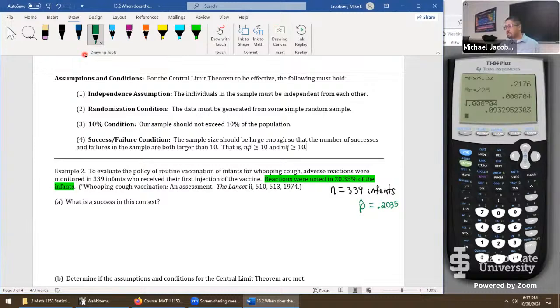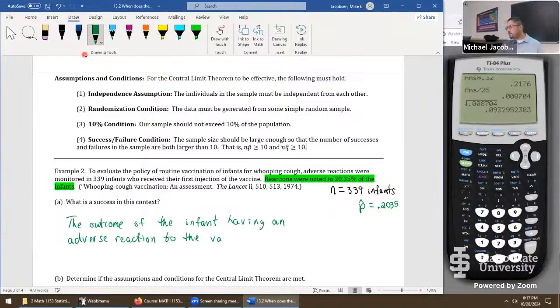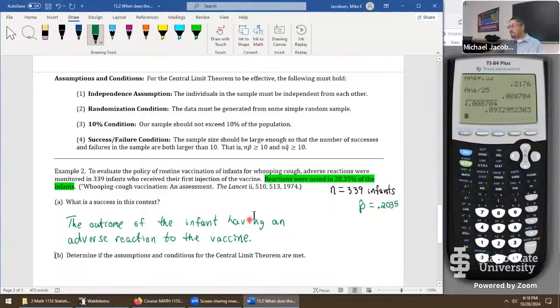So say here, a success is the outcome of the infant having an adverse reaction to the vaccine. I know we didn't say everything. We didn't say what kind of vaccine, for example, that we're dealing with whooping cough. So it's okay to be a little bit brief, like we mentioned before. Well, any questions, folks, with the successes in the problem?